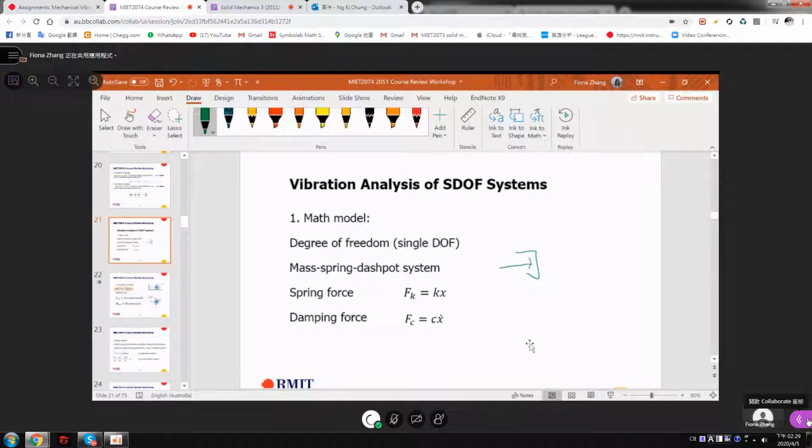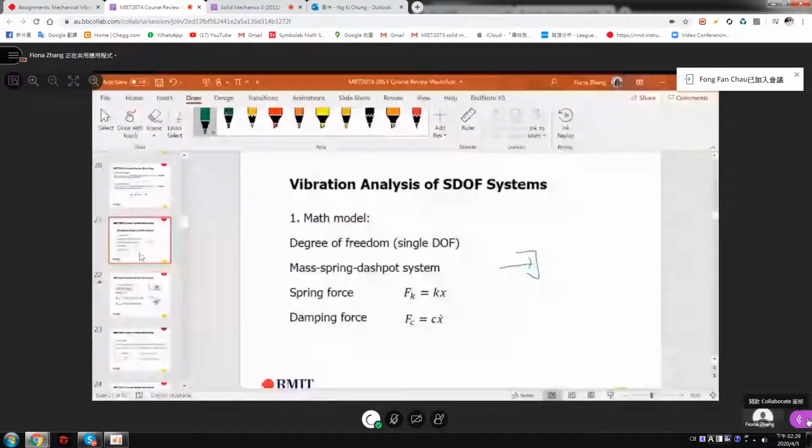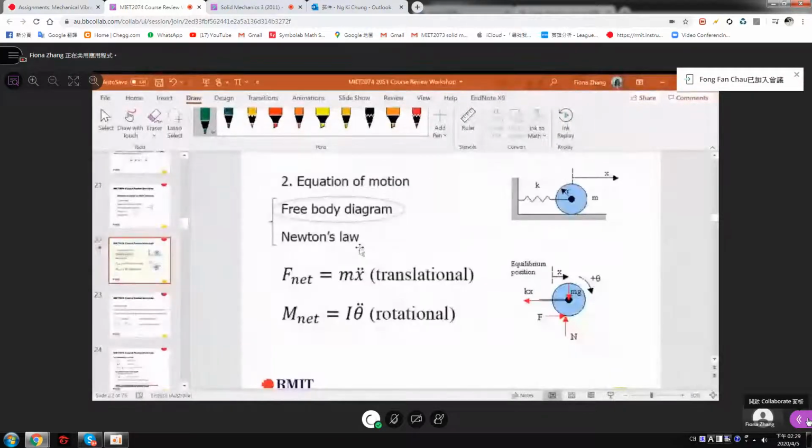But you remember that for this damping force, it's opposite to the velocity, right? Right, the direction. So for the equation of motion, this is our step one, mathematical modeling. Step two is the governing equation. For the equation of motion, you start with a free body diagram.